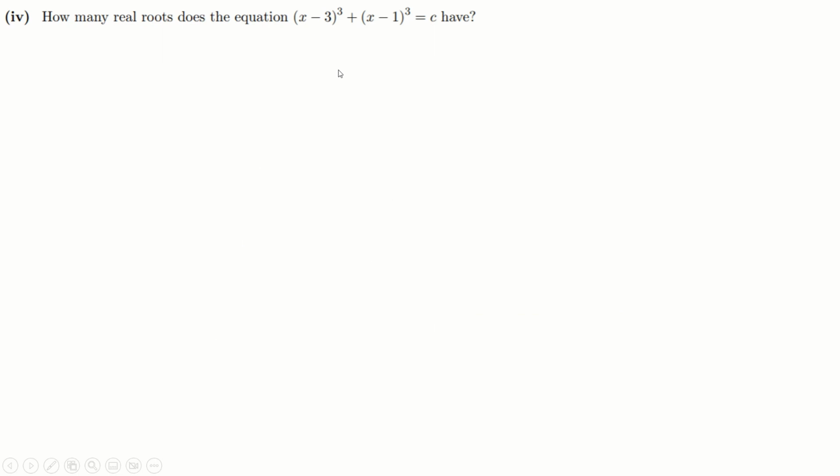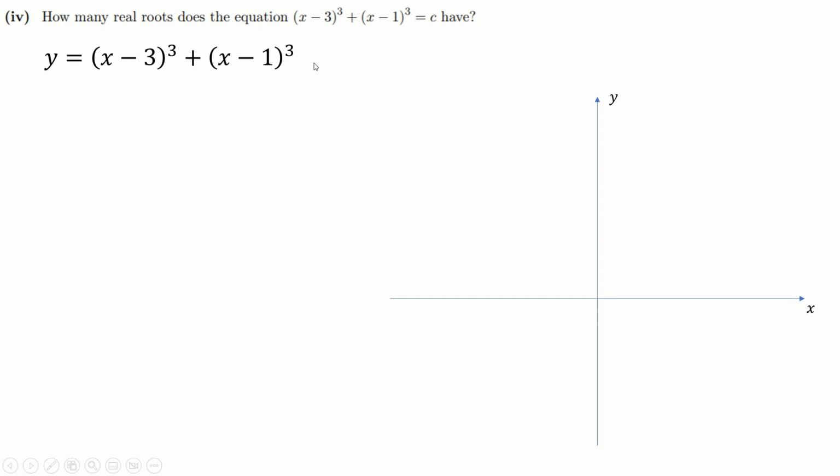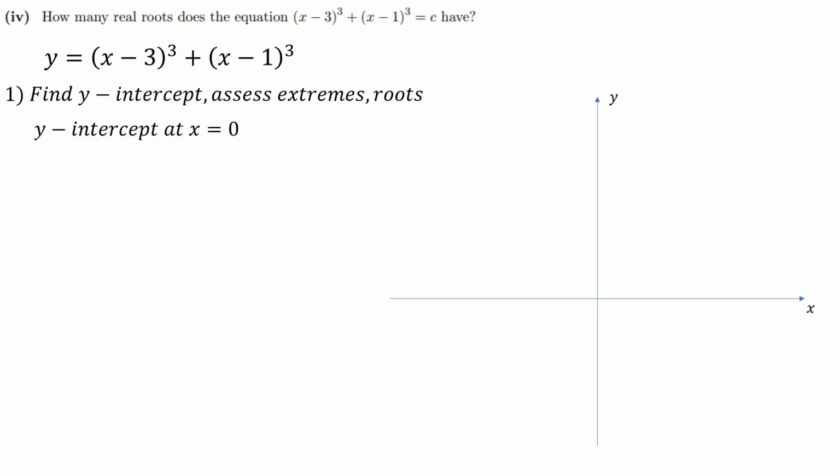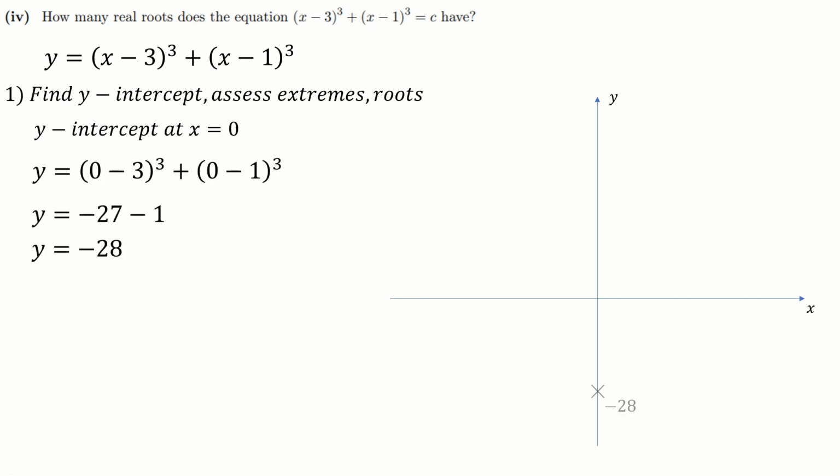Good. And the very last one, how many real roots does this have? I don't think there's really any way to transform what we've looked at into this. So I just went back to basics and just sketched this from scratch. Lots of things to do. Assess extreme points, find roots, find the y-intercept, and find the turning points. That's all the things that I'm going to do. So y-intercept happens at x equals 0. We can just plug in x equals 0. We get y is minus 28, so that's easy.